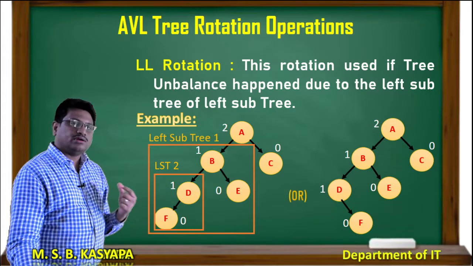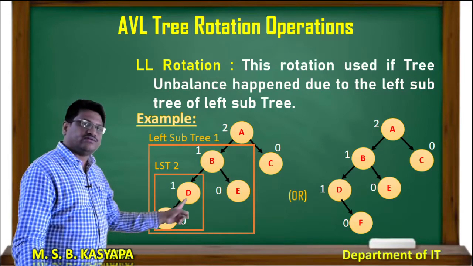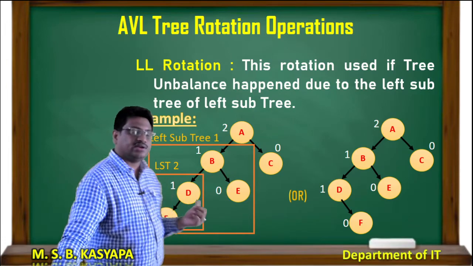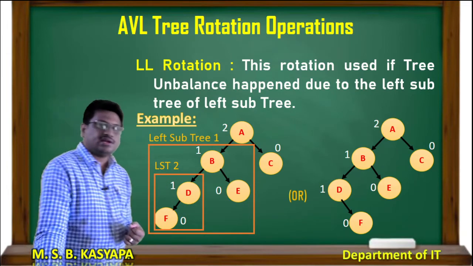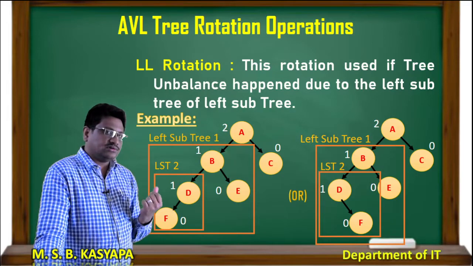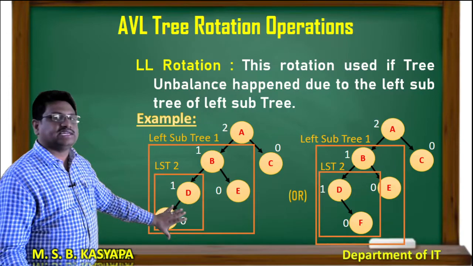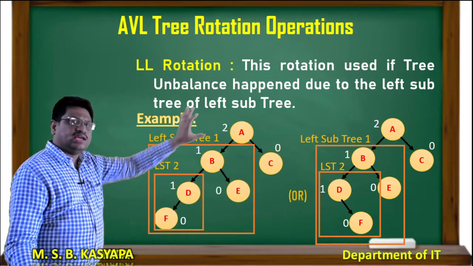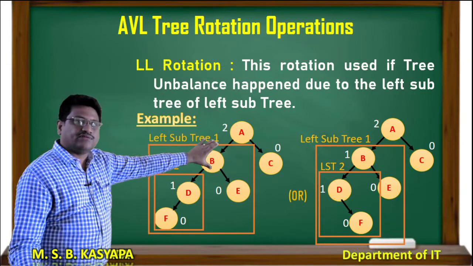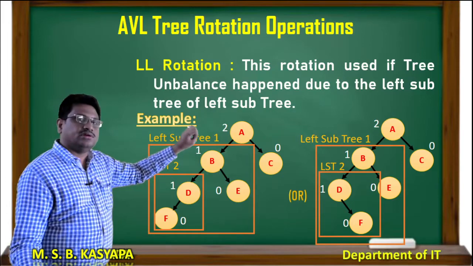Or like this also. F is the child of D. Now here F is the right child of D. Here it is a left child, so there is a right child. If it happens like this also, then I have to use an LL rotation. So the extra child or balance factor is caused by the left subtree of the left subtree, that is LL rotation.